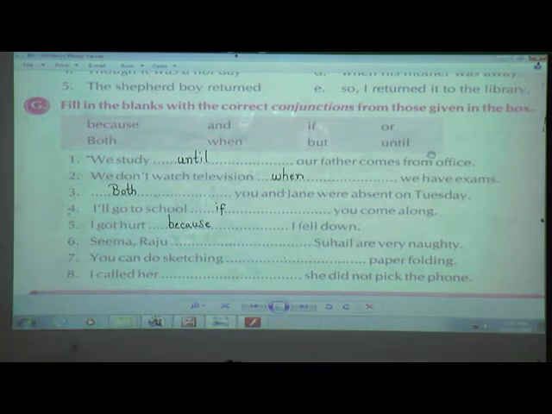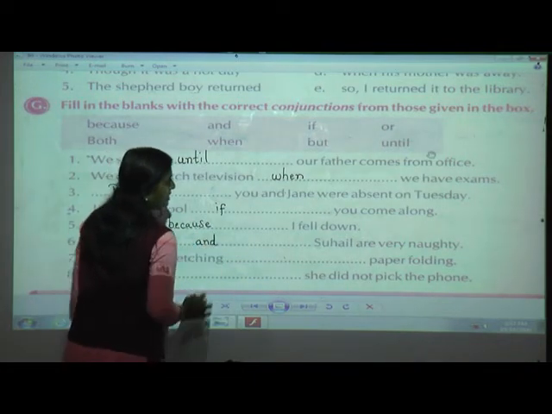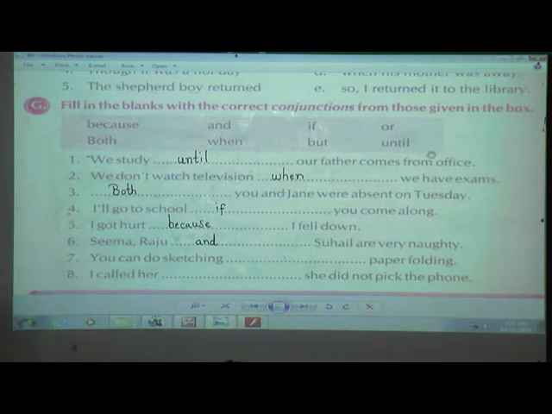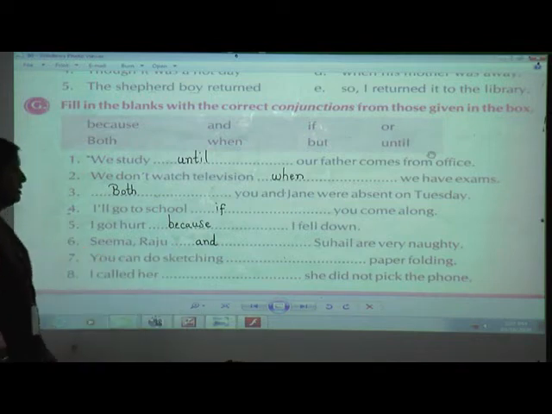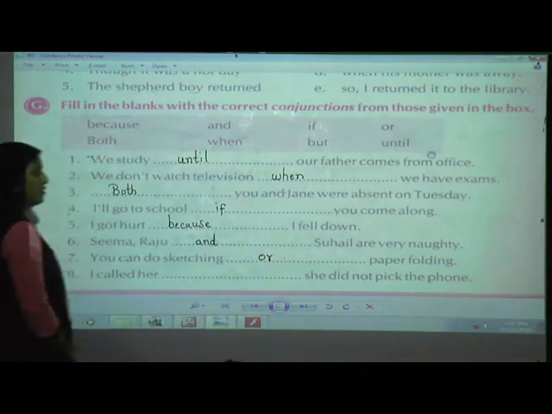Seema, Raju, dash, Suhail are very naughty. Now here we can see there are three names of persons. So Seema, Raju and Suhail are very naughty. You can do sketching, dash paper folding. Here options are given of two, sketching or paper folding. So I am going to use the conjunction or.